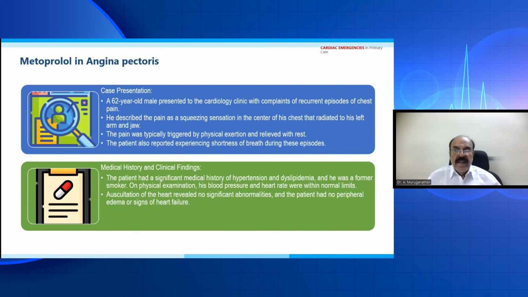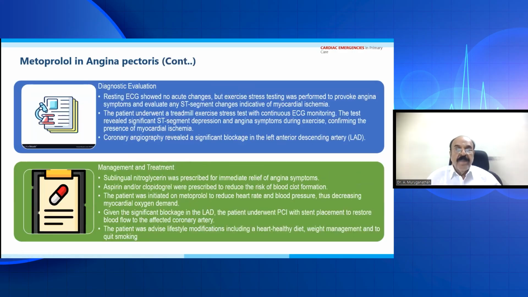On examination, his BP and heart rate were within normal limits. Auscultation of the heart revealed no significant abnormalities, and the patient had no peripheral edema or signs of heart failure. The resting ECG was normal, whereas when you do a treadmill or exercise ECG, there were ST-T changes, and coronary angiography revealed a significant blockage in the left anterior descending artery, LAD.